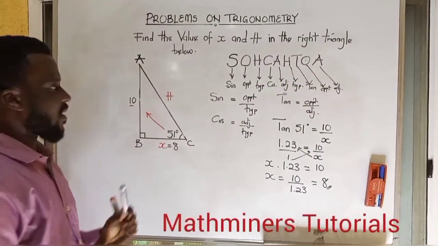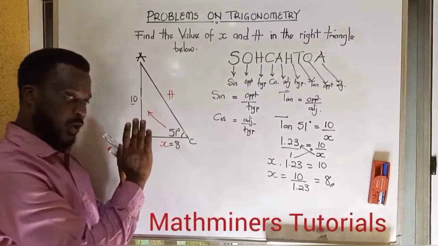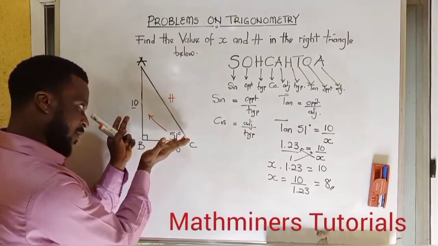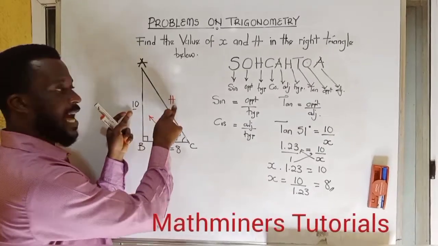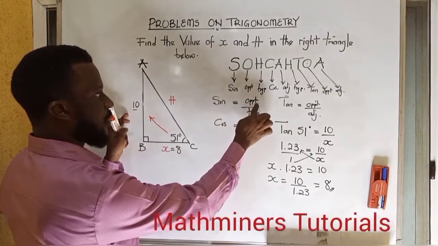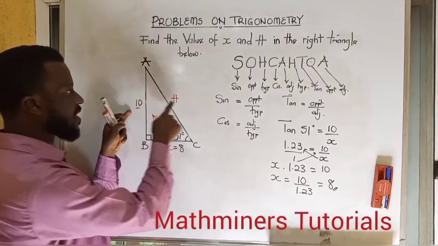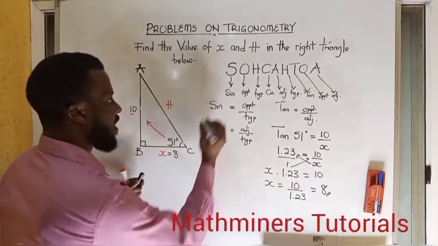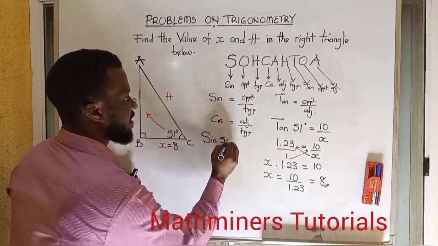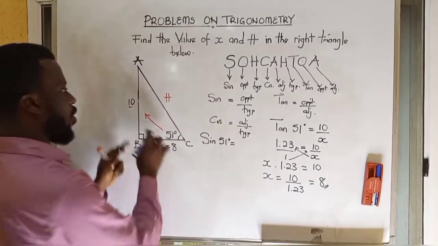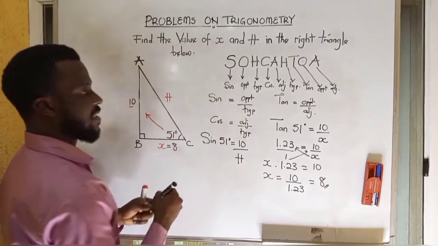Okay, so remember, we have to involve h, which is the unknown. Since we are solving for h, we are considering opposite over hypotenuse. Sine is opposite over hypotenuse. That's correct. So we write down sine 51 degrees is equal to opposite, which is 10, over hypotenuse, which is unknown, h.